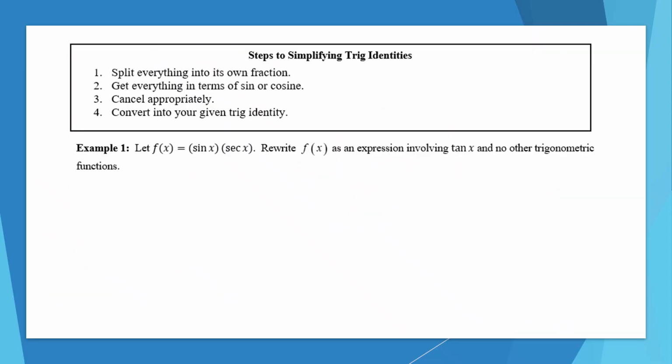So let's try example 1. Let f of x equal sine of x times secant x. Rewrite this as a single expression using tangent and no other trig function. So here, this is what we're looking for. We are targeting tangent. Now here are the steps. This is a very simple example. So step 1, split everything into its own fraction. So I'm going to rewrite this as sine of x times secant x.